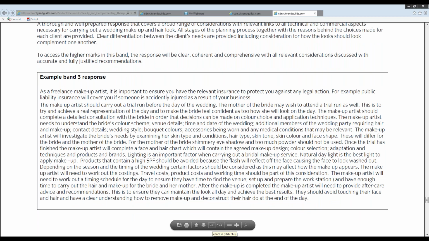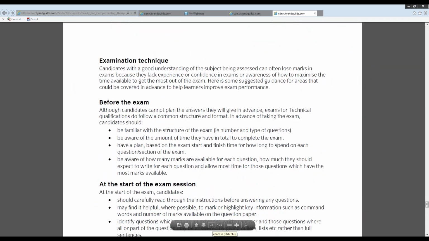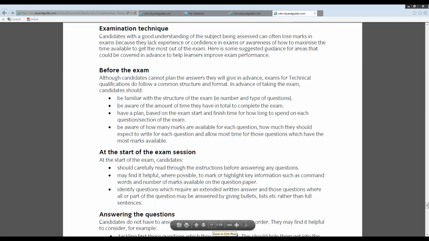Then if we go further on down, again, it goes into examination techniques, what we need to do before the exam to try and make sure that the learners are fully prepared, be familiar with the structure of the exam. With the exam, it starts to build, and it will build from Unit 201 through to 202, 203, onto then the extended response at the end.